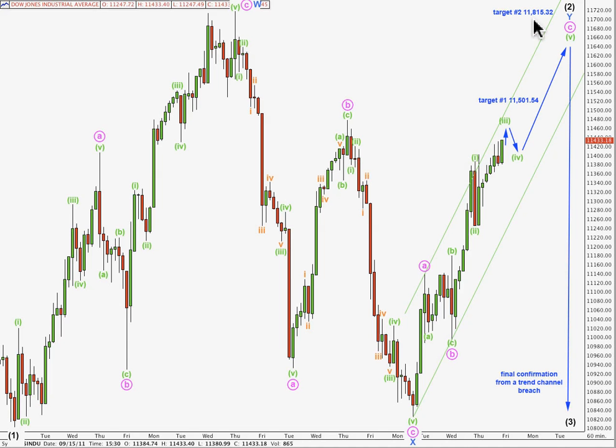The second higher target has a higher probability. At 11,815.32, wave C pink will reach 2.618 the length of A pink. I've drawn this trend channel around the most recent upwards movement in exactly the same way. And for this wave count, this is how it should continue to be drawn: from the start of A to the end of B, and a parallel copy on the high of A.